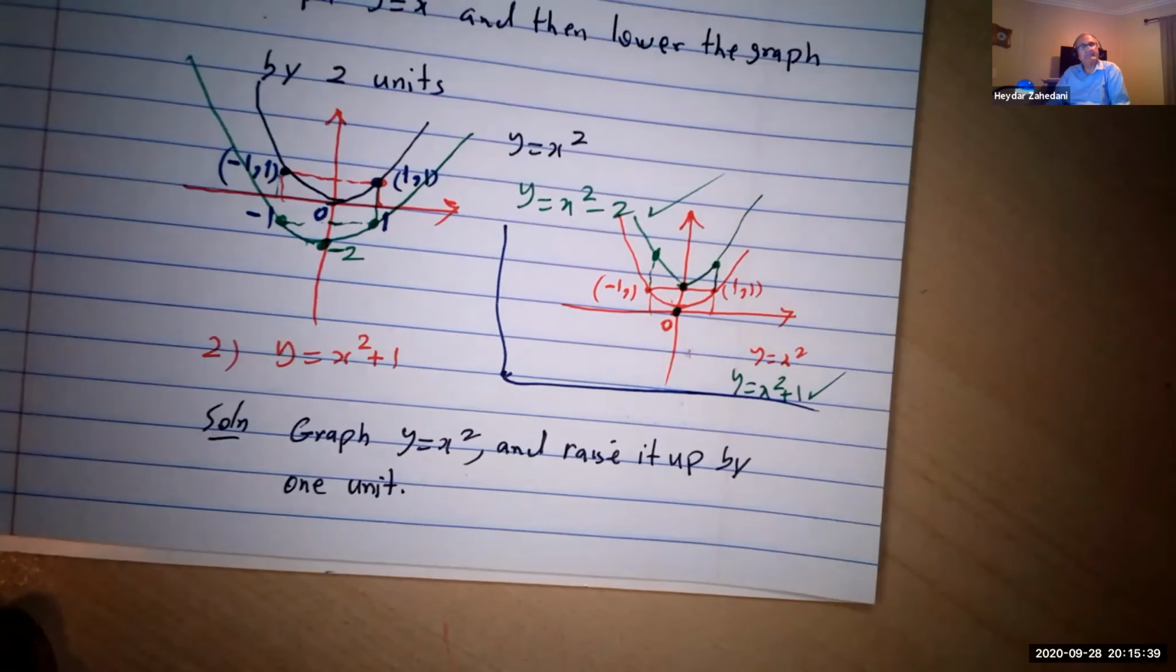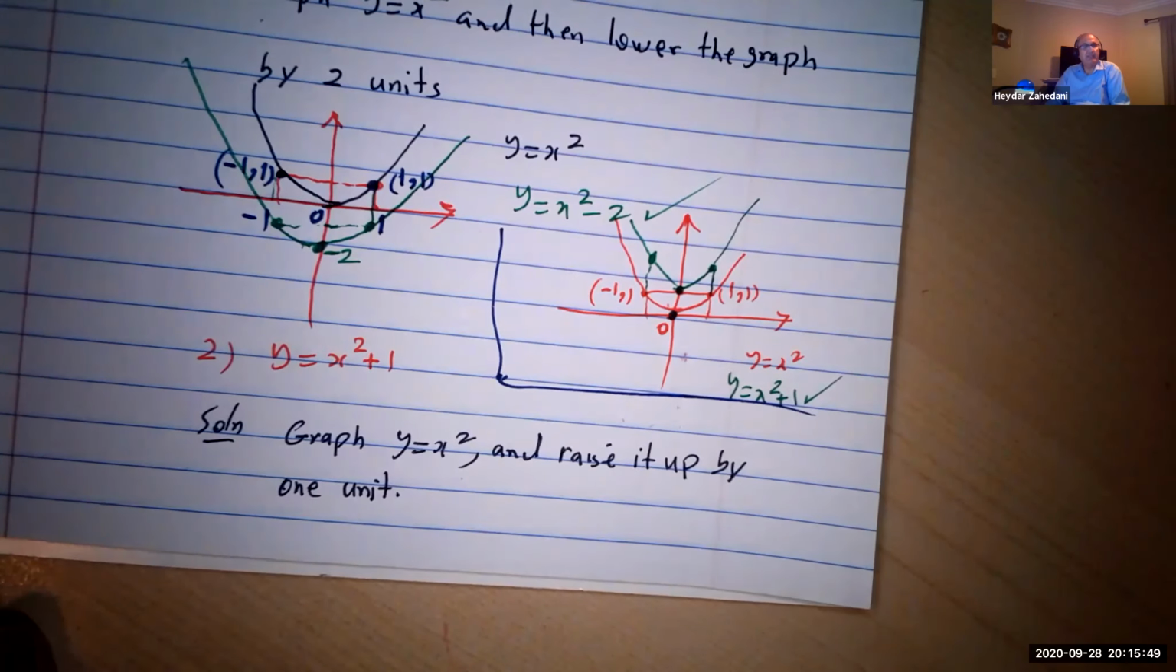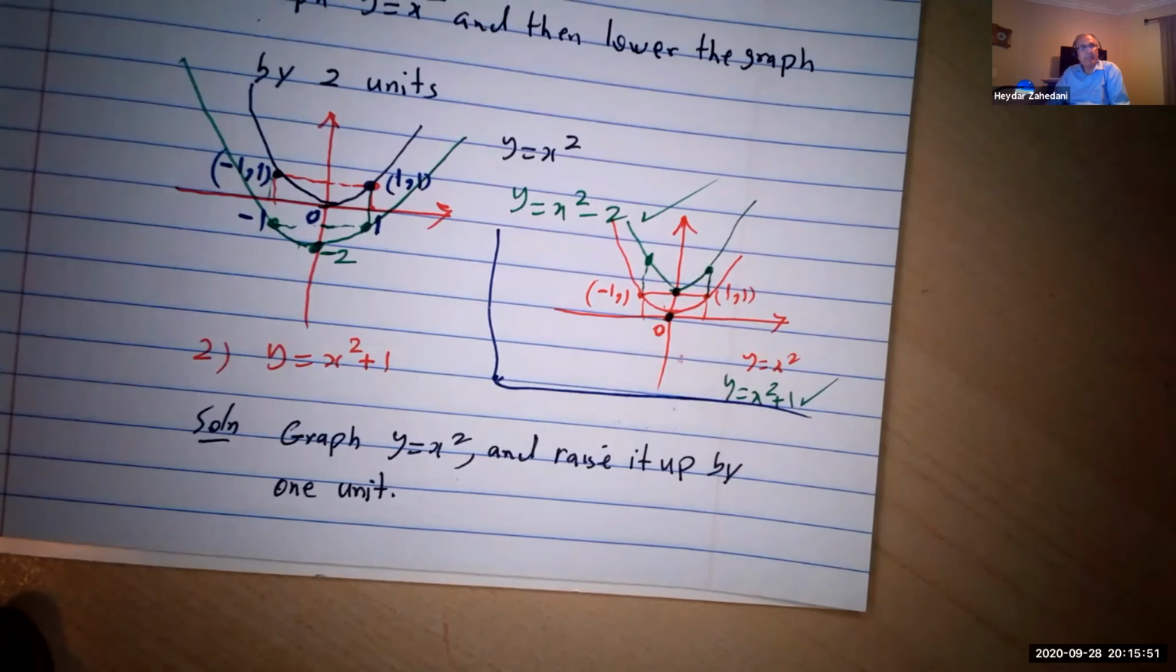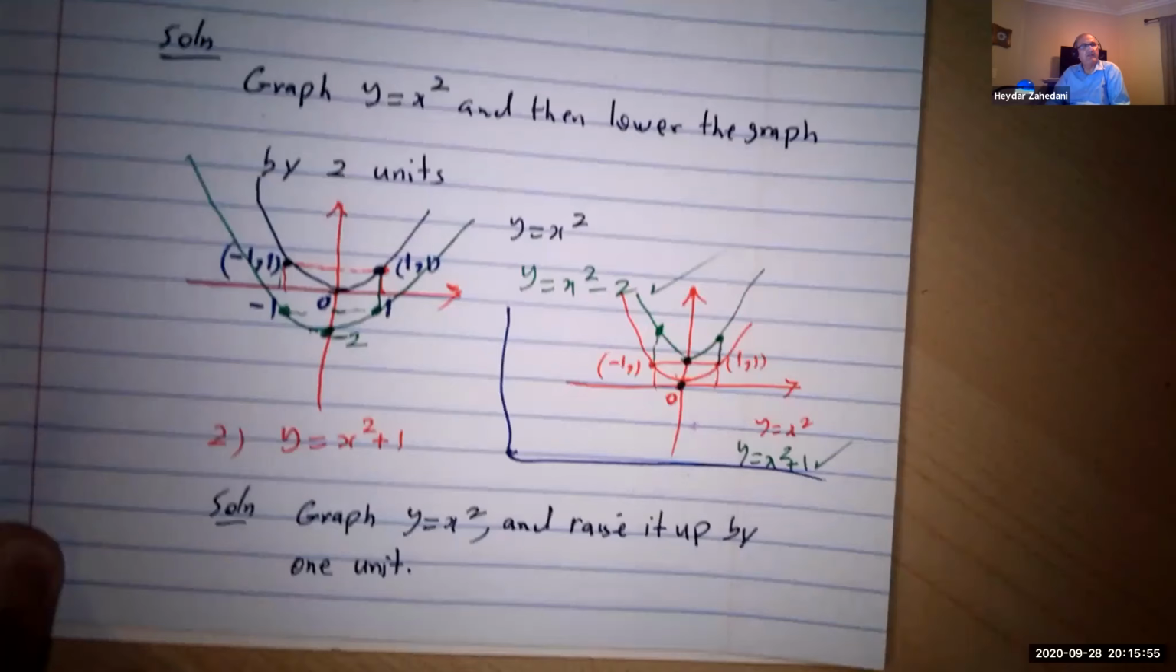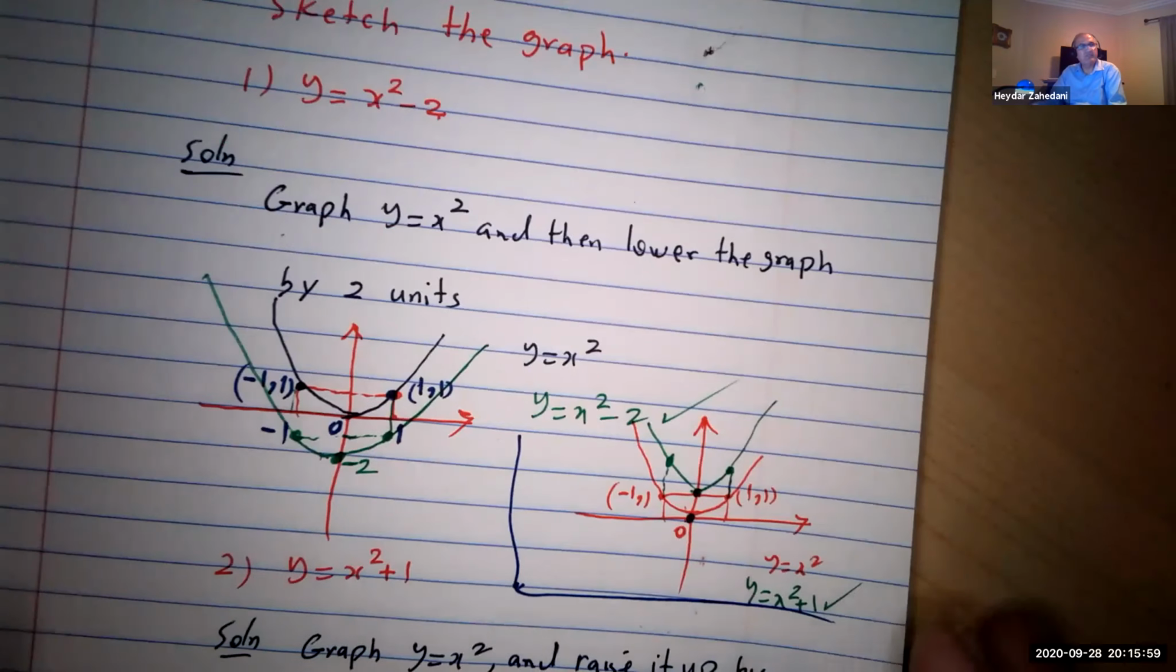Any question? So this is called a vertical shift. Vertical shift, if it's a plus, add it to the y, the x stays the same. Okay, if it's negative, subtract it. You lower the graph down. Any question? That's vertical shift.